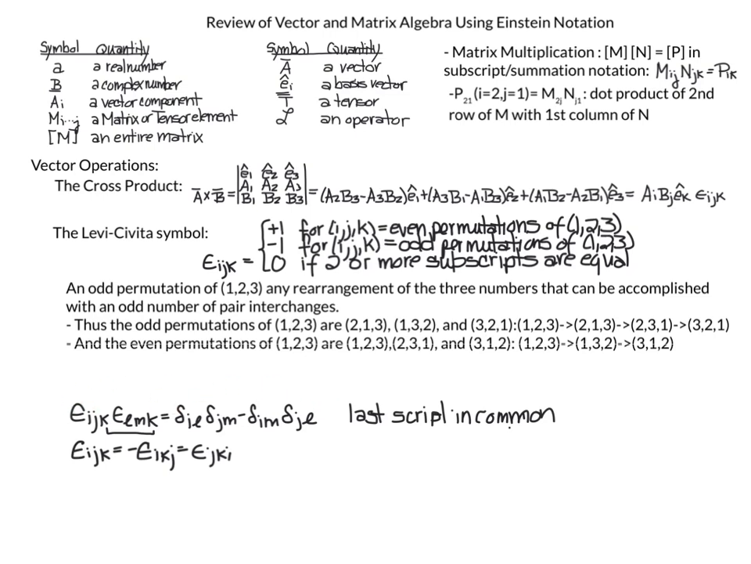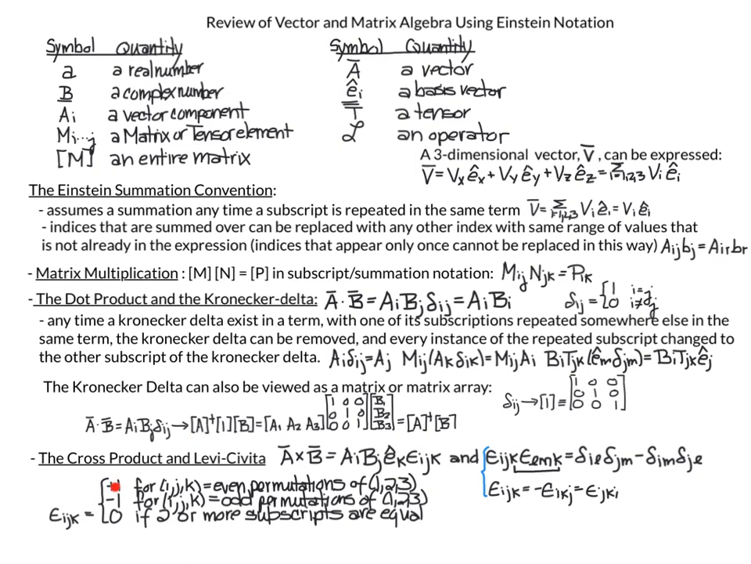And the other property of the Levi-Civita is reversing any 2 of the subscripts just changes the sign. So here we reverse the i and j and it changes the sign. Here we reverse the i and j again and we change the sign. And here are the Levi-Civita notes at the bottom of our overview slide with the 2 properties named over here.